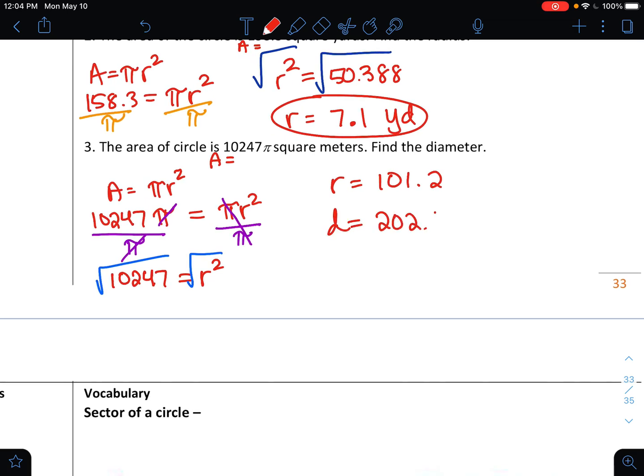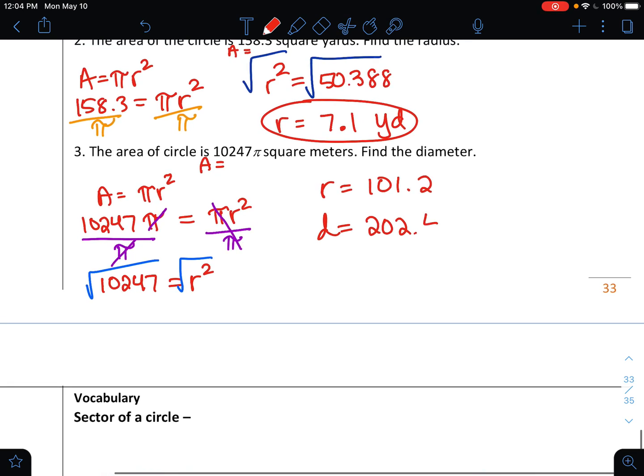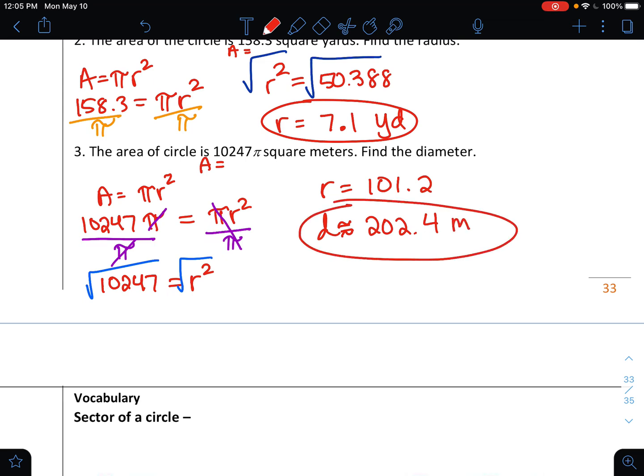So the diameter is really 202.4, oops, 0.4, or if you didn't round it like I did, you might have had 0.5. So I'm going to change this to an approximation sign because we have done some rounding here. If you're within a tenth, then sometimes that occurs on our rounding.